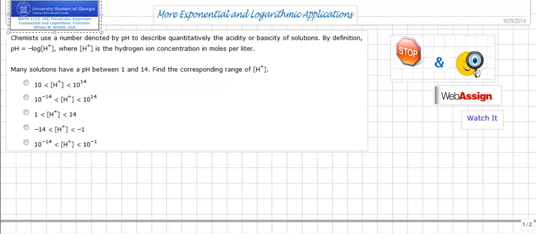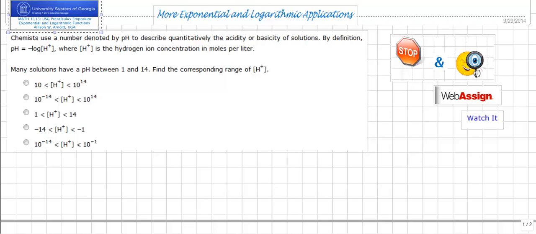The question says chemists use a number denoted by pH to describe quantitatively the acidity or basicity of solutions. By definition, pH is the negative log of hydrogen ion concentration, where hydrogen ion concentration is in moles per liter and is designated by the symbol bracket H, exponent a plus sign, and then another bracket.